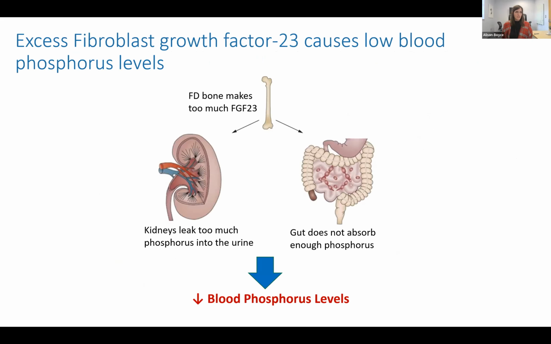So the third and final kind of cell signaling approach I want to talk about relates to a hormone FGF23, or fibroblast growth factor 23. So this is a hormone that's made by FD bone. Just like endocrine glands make too many hormones, FD bone makes too many hormones. So FGF23 has kind of two main actions. It acts on the kidney and causes it to leak phosphorus into the urine, and it acts on the gut to prevent it from absorbing as much phosphorus from food. So the net effect of these two things together is it decreases the level of phosphorus in your blood.